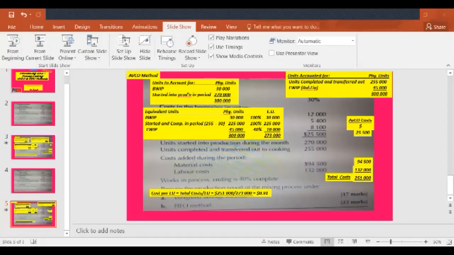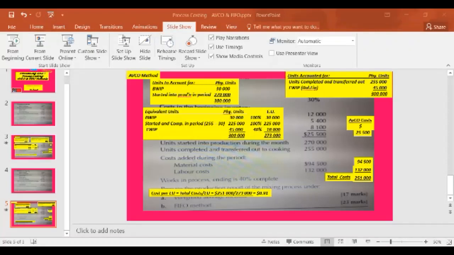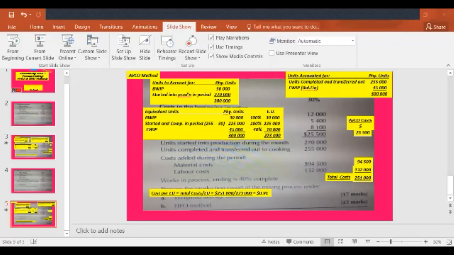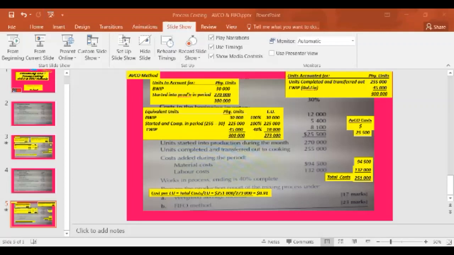Okay. All right. So the difference is in how you treat the opening work in process, right? For FIFO, you don't want to get anything from the previous period in. All you want is the work done in your period, right? Average takes in everything lumped together to get the total cost, right? Once you can remember that, you're good to go. The others is just a matter of applying the percentage.